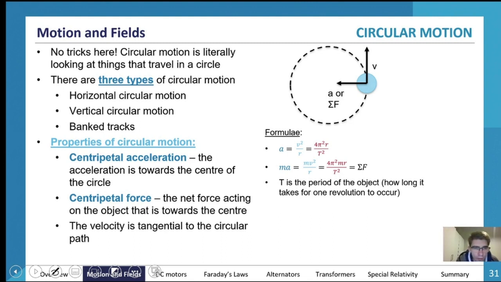Now, another topic of motion that we can talk about is circular motion. Circular motion is literally looking at things that travel in a circle. There are three types of circular motion: horizontal circular motion, vertical circular motion, and banked tracks. The properties of circular motion are centripetal acceleration and centripetal force. The centripetal acceleration is the acceleration towards the center of the circle, and centripetal force is the net force acting on an object that is towards the center. The velocity in this case is tangential to the path.